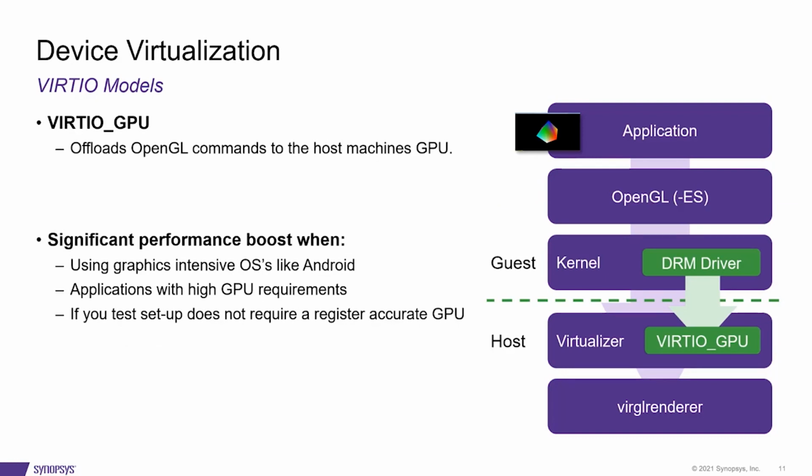The VirtIO GPU model allows us to boost the graphical performance of virtual prototypes by offloading OpenGL commands from applications to the host machine's GPU. This gives a very significant boost to performance when running a graphics-intensive OS like Android or a graphics-intensive application. It can be used in situations where you don't need a register-accurate GPU to carry out your development.